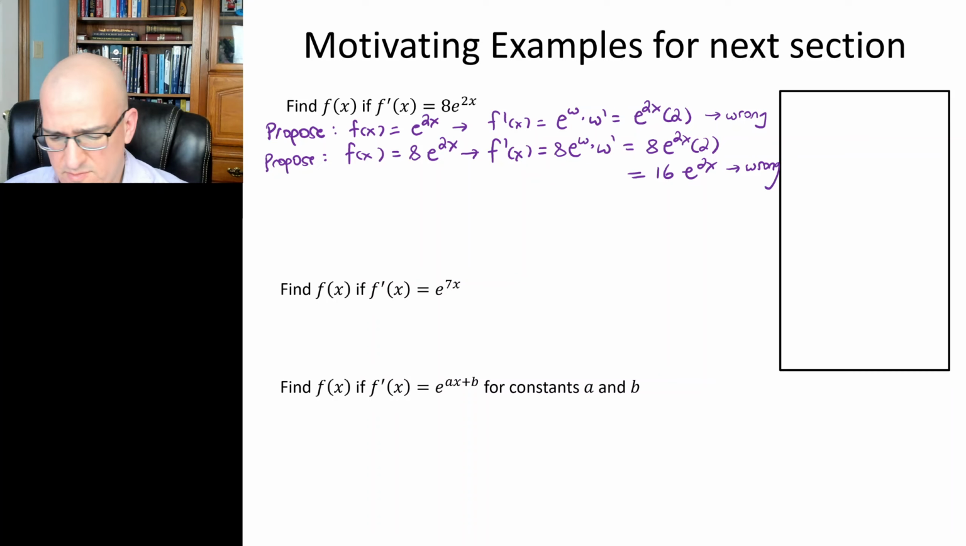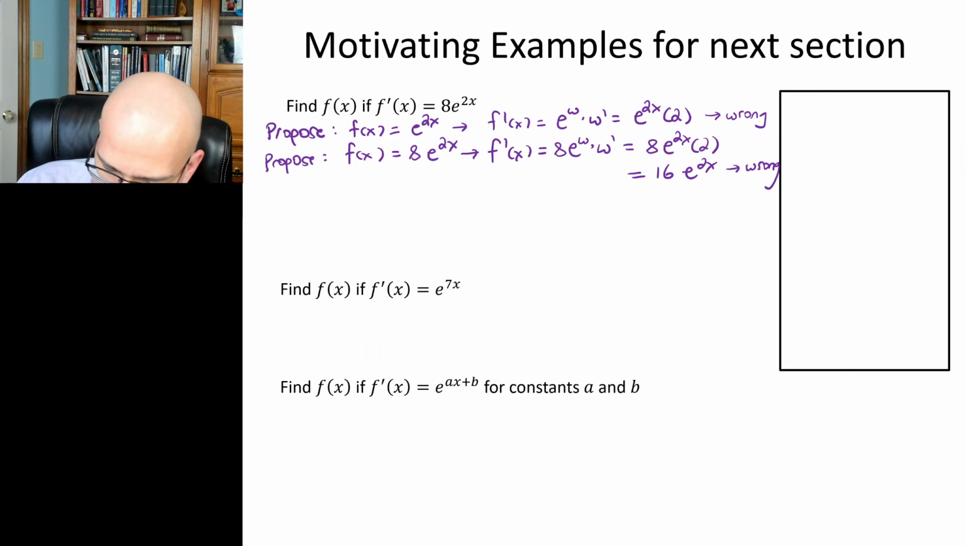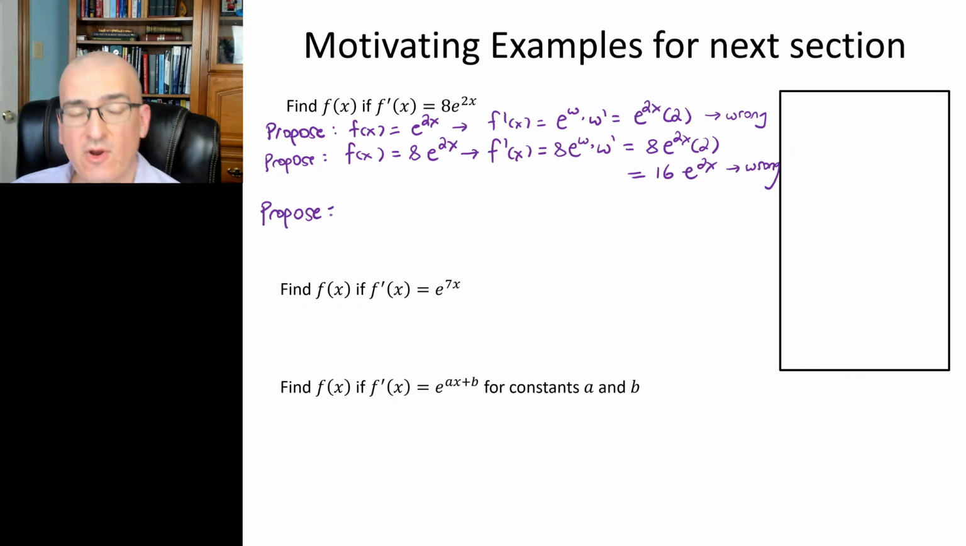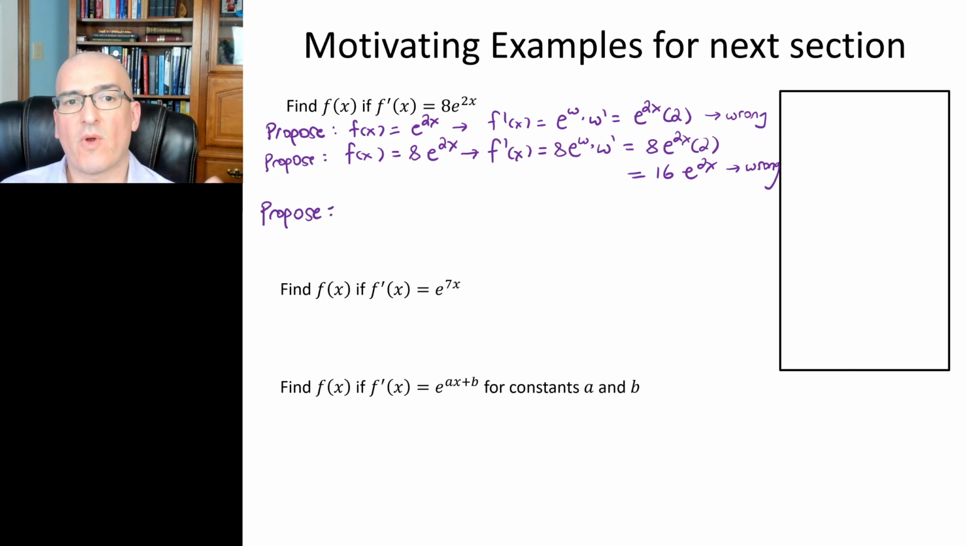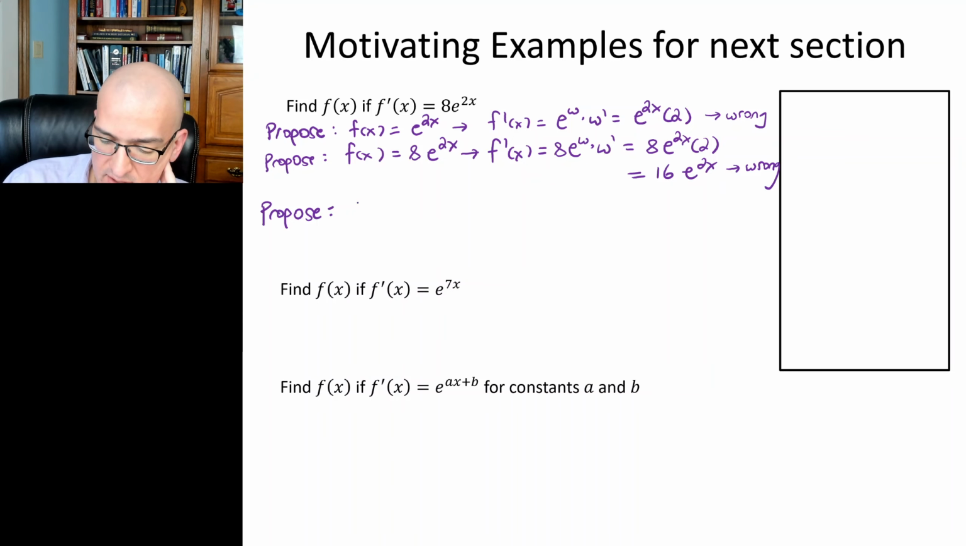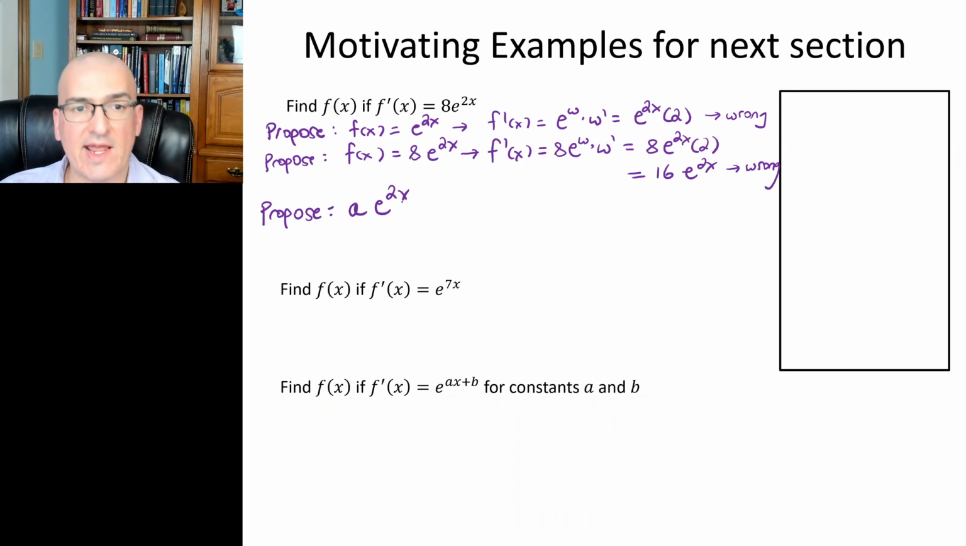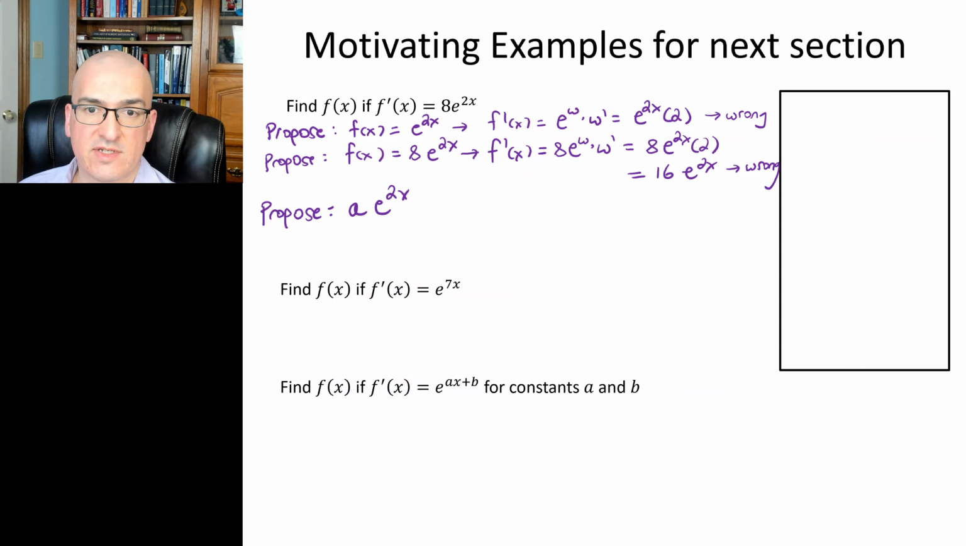So one of the bowls of porridge is too hot, one of them is too cold. There's got to be one that's just right. What do I need to have in front to get the 8? So what do I need in front of the function? It's something, a times e to the 2x. What does that little a have to be? What's necessary to put there so that the derivative is an 8 in front?